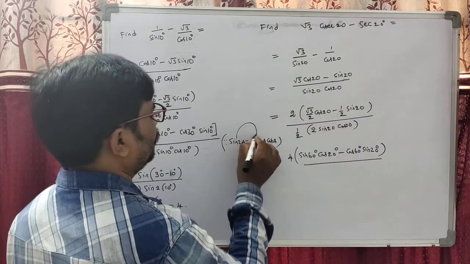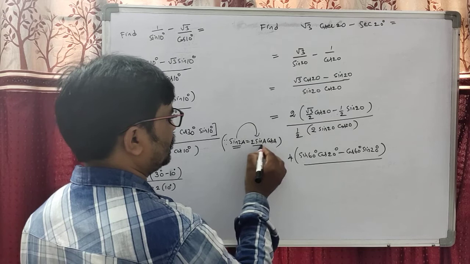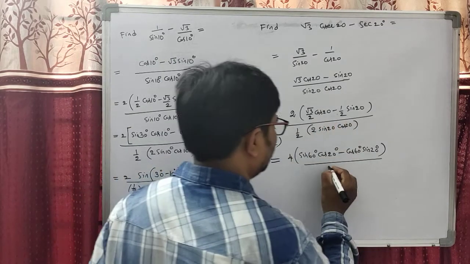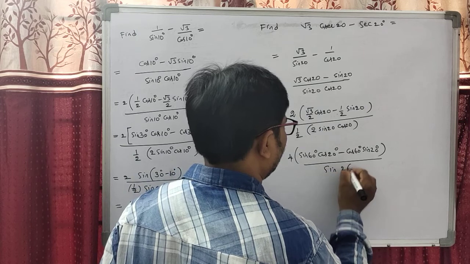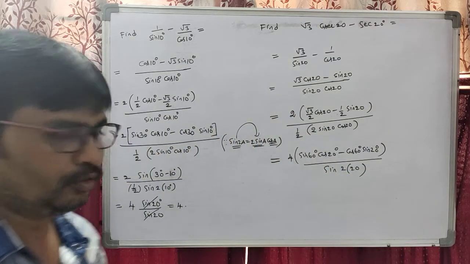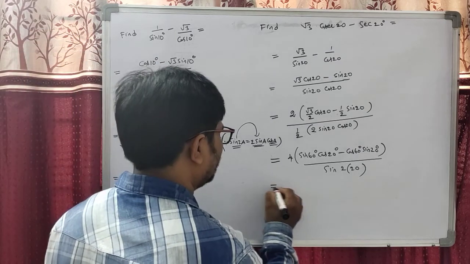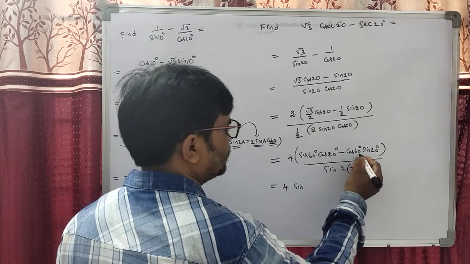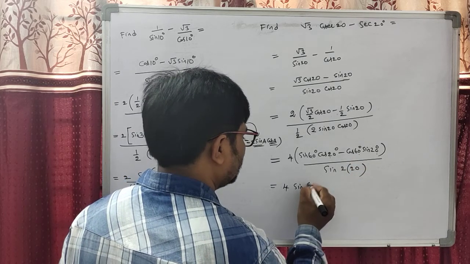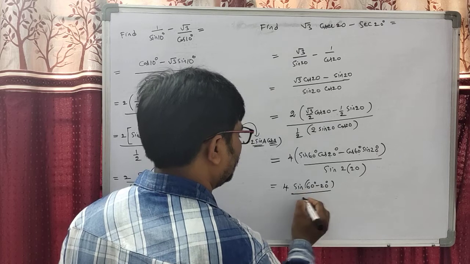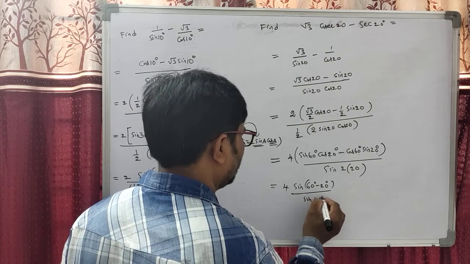Just now we know that sine 2A is 2 sine A cos A. Therefore, 2 sine A cos A is sine of 2A. 2 into 20, this 2 is sent to the numerator. 2 2s are 4. How can you write this? This is 4 into sine A cos B minus cos A sine B, which is sine of A minus B, upon sine of 40.